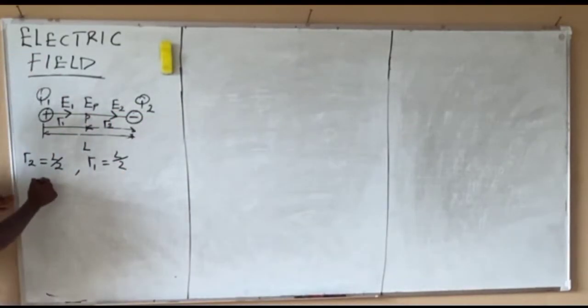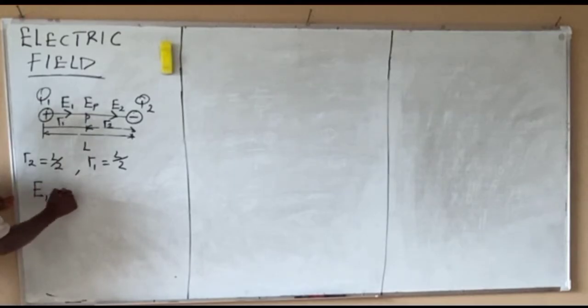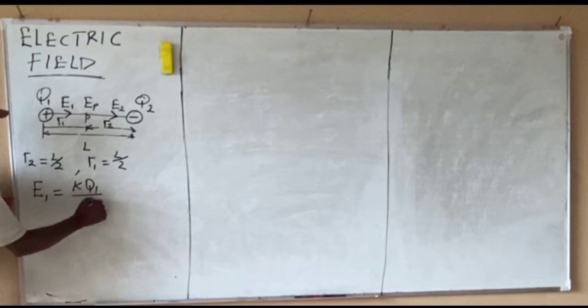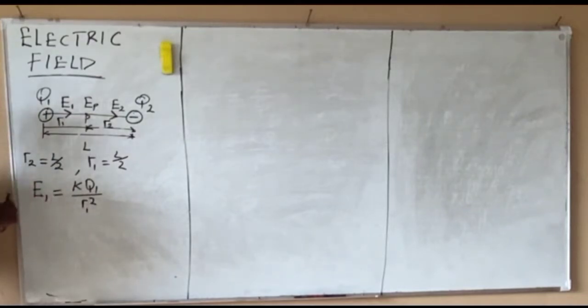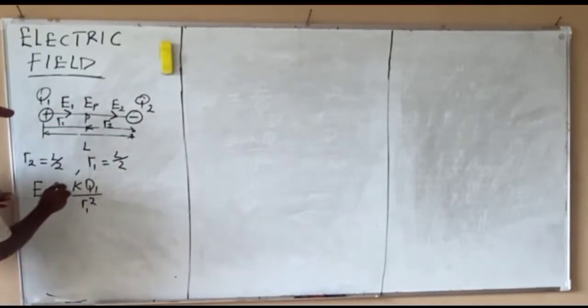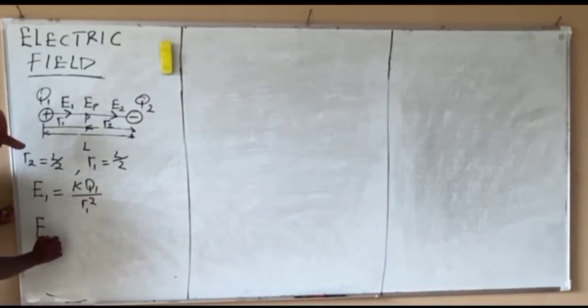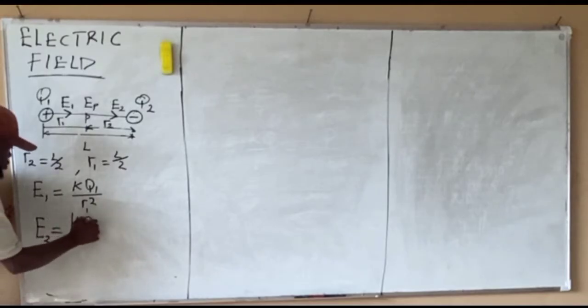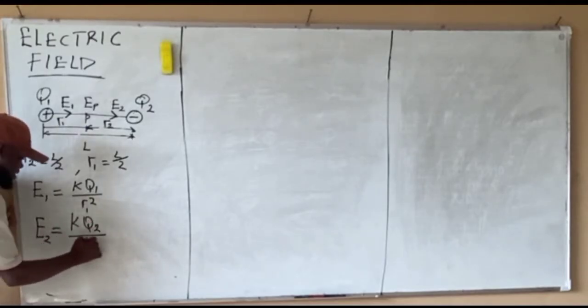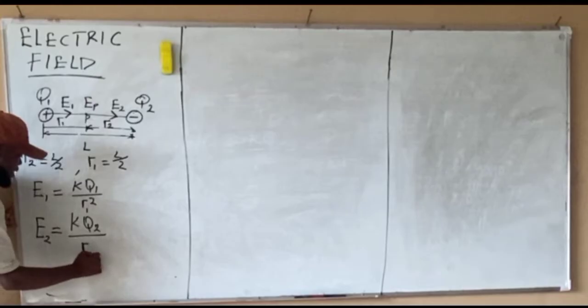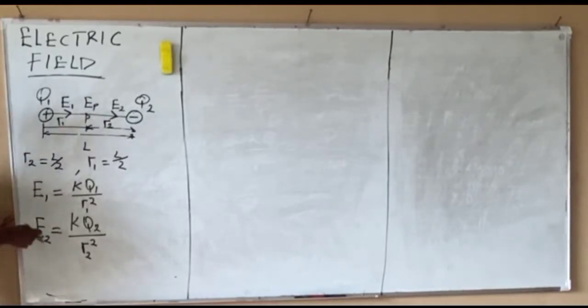So if you want to calculate the electric field due to charge Q1, it will be K times Q1 over r1 squared. Which distance are you going to use? The distance between Q1 and the point you are calculating the field on. Then, what about our electric field due to Q2? It will be K times Q2 divided by the distance between the point and Q2, squared. So this will be your Q1, this will be your Q2.